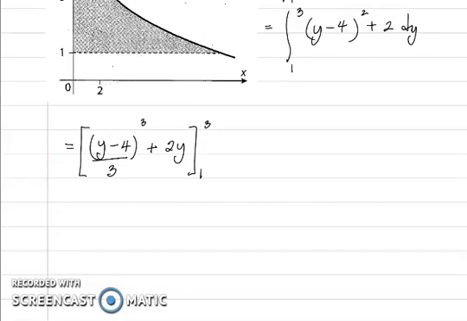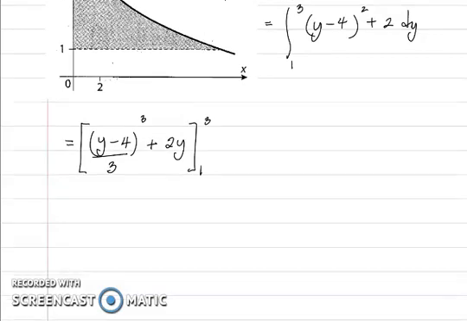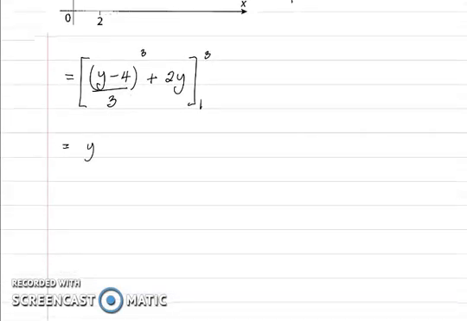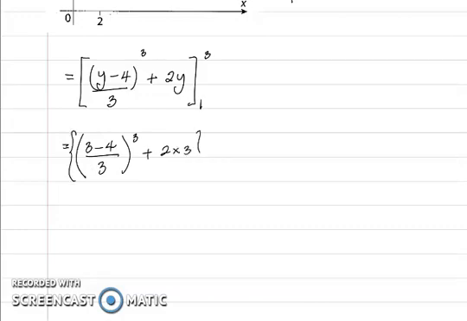The next thing we're going to do is replace y with 3, and then subtract whatever we get when we replace y with 1. So we're going to end up with (3 minus 4) to the third power over 3, plus 2 times 3, minus what we would get if we replace y with 1. So that is (1 minus 4) to the third power over 3, plus 2 times 1.